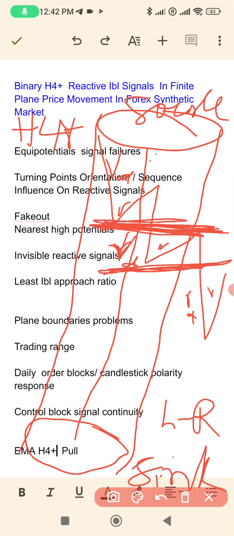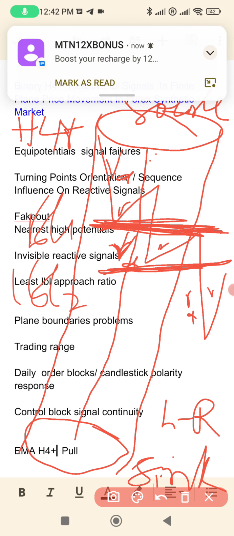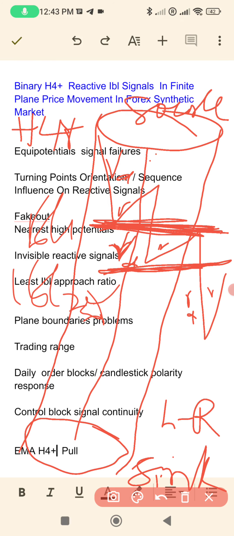So that is a trading range between one IBL and another IBL. So this is IBL1 and this is IBL2. Okay, this is IBL2 and this is IBL1. Okay, and so the market trade between these levels, okay, and breakout.